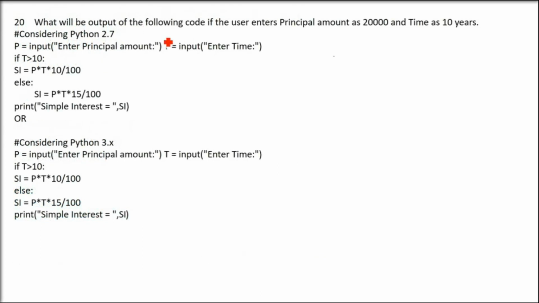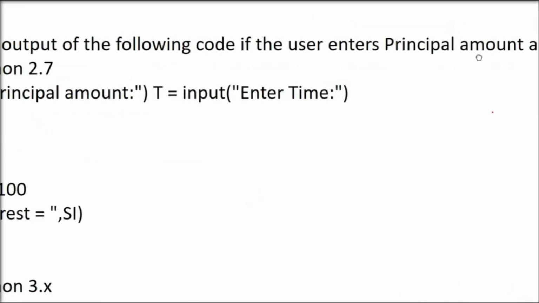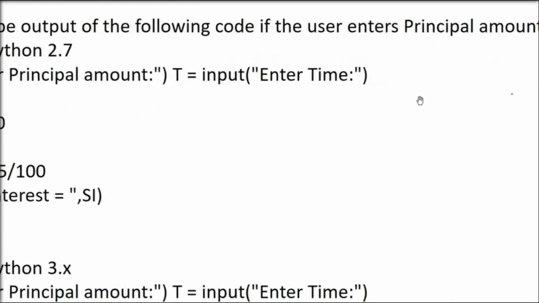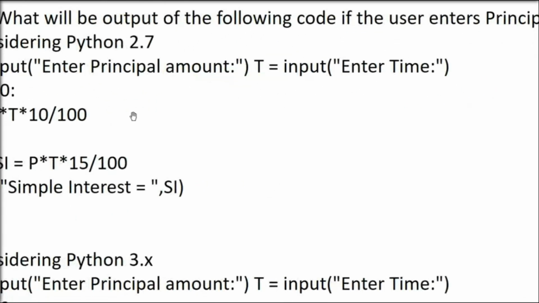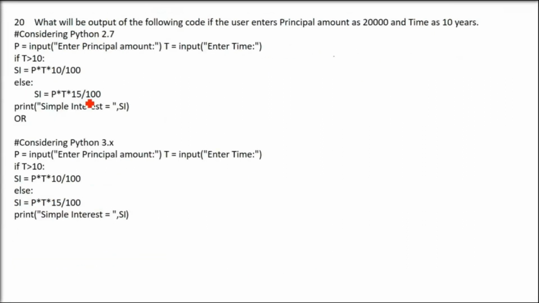What will be the output of the following code if the user enters the principal amount as 20,000 and the time as 10 years? See, there are two things the user needs to enter: principal amount and time. Now, 20,000 is the principal amount, time is 10 years. If t is greater than 10, what will it take? It's going to check: is 10 greater than 10? 10 cannot be greater than 10. 10 is equal to 10, but 10 is not greater than 10.